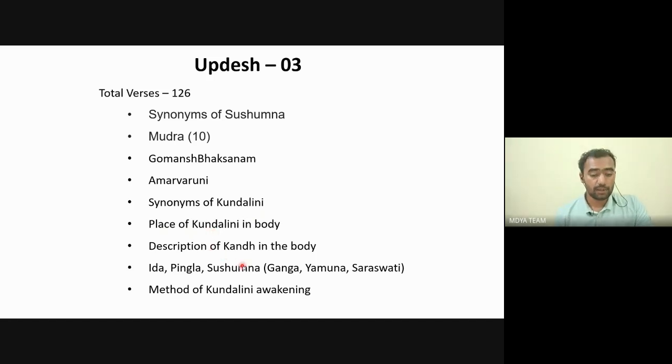There is also a description about the Kand. What's the exact location of Kand in our body? There is also mention of Ida, Pingala, Sushumna, and their correlation with the rivers. Ida is correlated with Ganga, Pingala with the Yamuna river, and Sushumna with the Saraswati river. And the method of Kundalini awakening, by which method we can awaken our Kundalini, is also mentioned in the third Updesh.